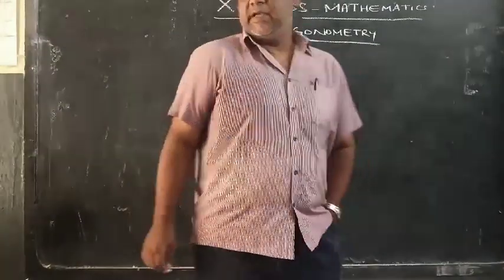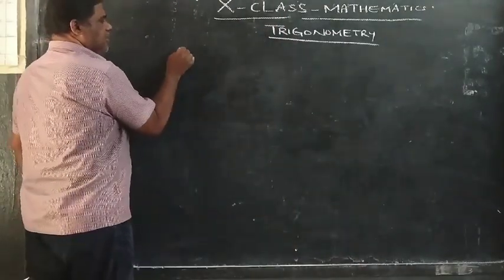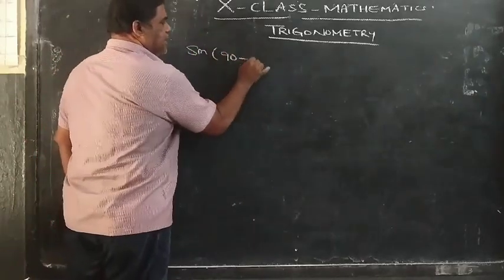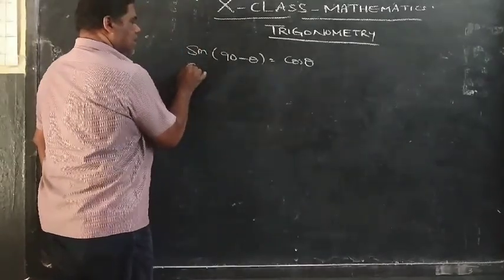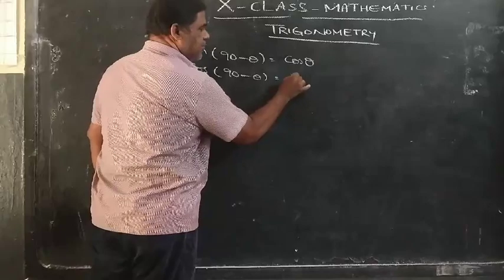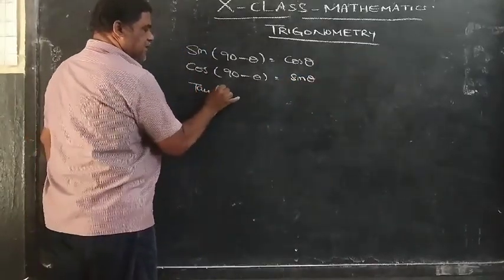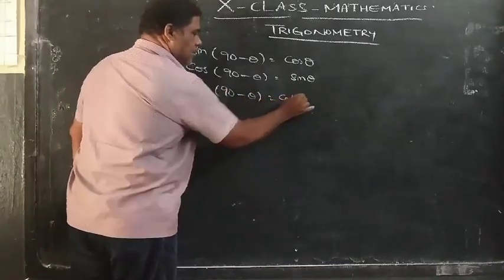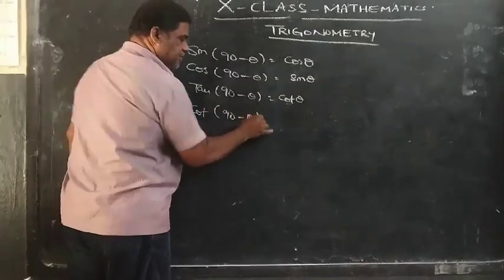In the last class, we completed trigonometric ratio of complementary angles. That is, we proved that sin(90 minus theta) is equal to cos theta. Cos(90 minus theta), we proved it as sin theta. Tan(90 minus theta) is cot theta. Cot(90 minus theta) is tan theta.